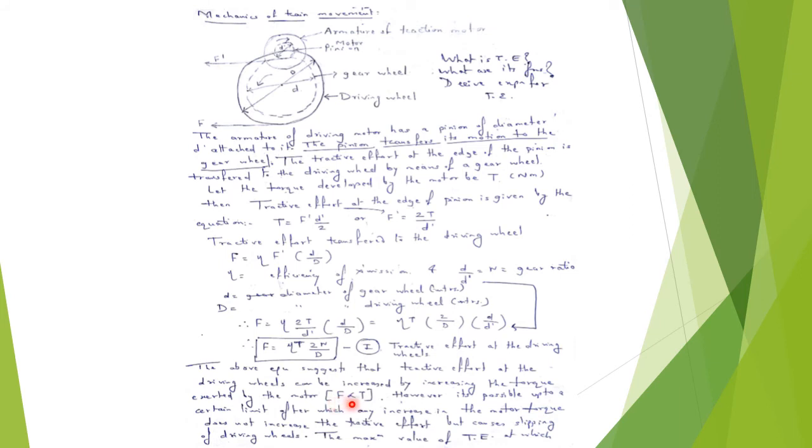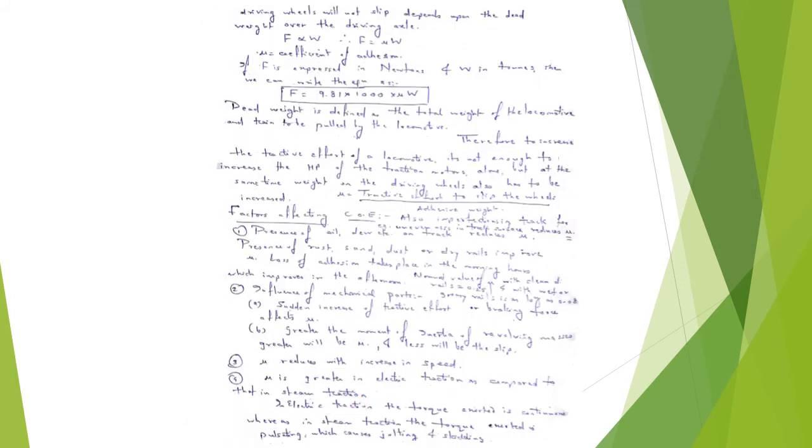But you'll find that there will be a certain limit up to which you can increase the tractive effort exerted by the traction motors. Because if you just go on increasing the torque exerted by the traction motors just to increase the tractive effort, a stage will come where any further increase in the torque exerted by the motor, instead of increasing the tractive effort, will cause the slipping of the wheels from the track rails. So that is very important.